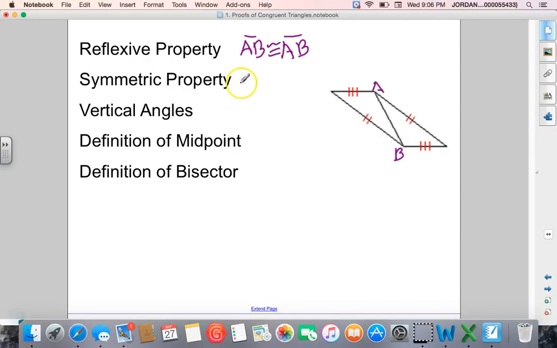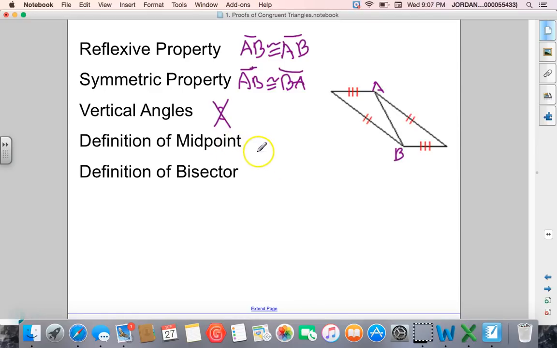Now symmetric property is kind of a flip of that. So it would be like saying AB is congruent to BA. All right, so AB is congruent to BA. Notice you just switch the letters around, but it essentially is the same thing. In vertical angles, of course, anytime we have two angles across from each other, those are vertical angles. So that might be the reason that we say something, that there's two vertical angles.